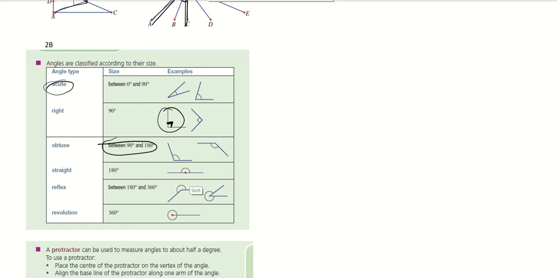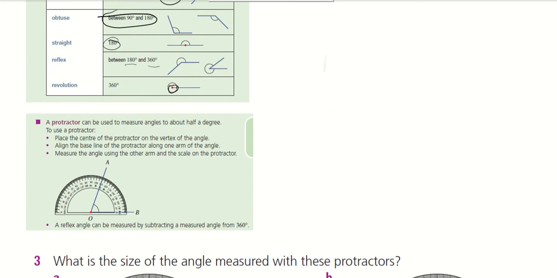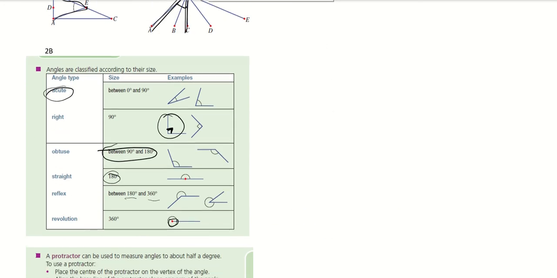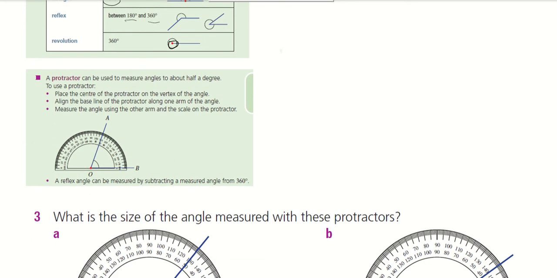The straight angle is a straight line, it's 180 degrees. A reflex angle is anything between 180 and 360, or really 181 and 359, because if it's 180, it's not a reflex, it's a straight. And then a revolution is 360, a complete way around, a perfect circle. Again, you just have to know these. There's no trick to this, you just got to know it.